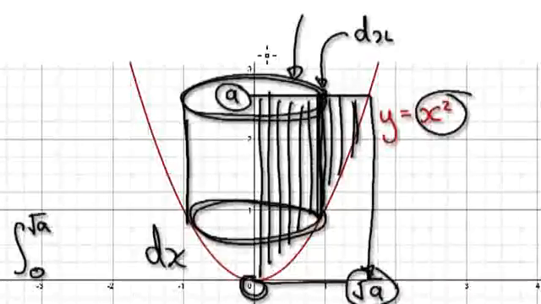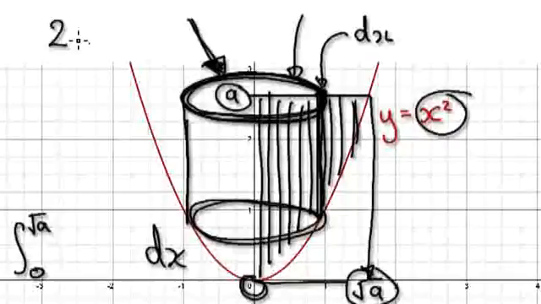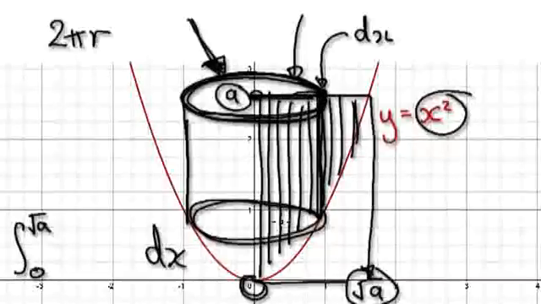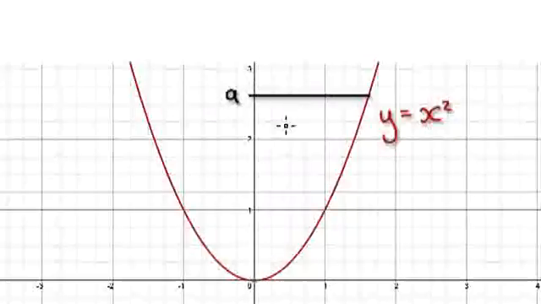If you look at this one particular cylinder here, the distance around is the circumference, so it's going to be something along the lines of 2 pi r. Well, the radius of this cylinder is... let's start again, it's getting messy.